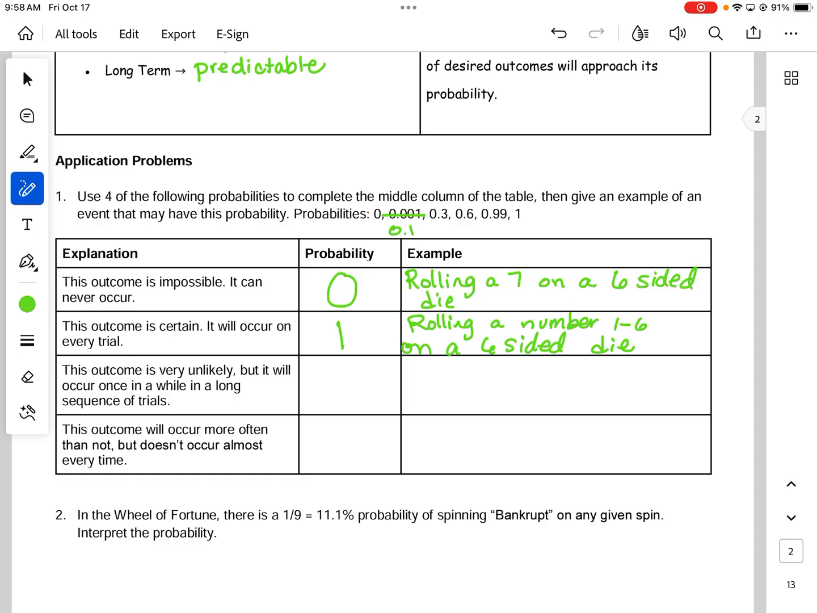All right, the next one. This outcome is very unlikely, but it will occur once in a while in a long sequence of trials. What number would I use for that? 0.1. So let's make up a silly one. This outcome is very unlikely, but it'll occur every once in a while in the long run. So what would be an example of something? Two sets of twins. Yeah, sure.